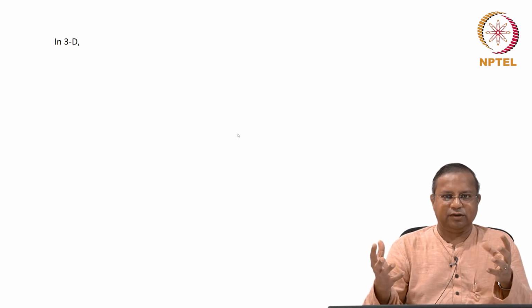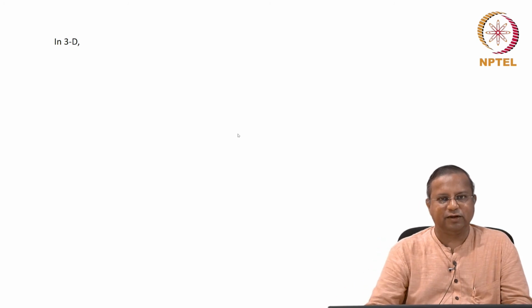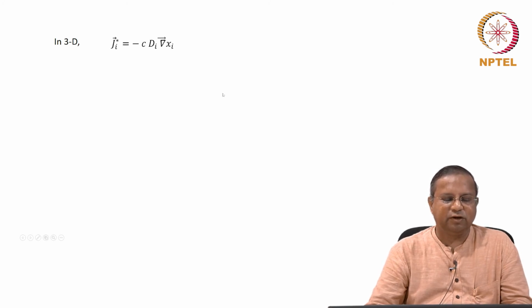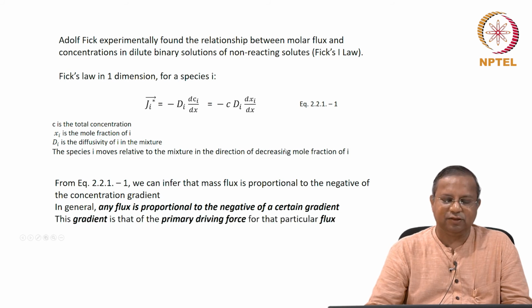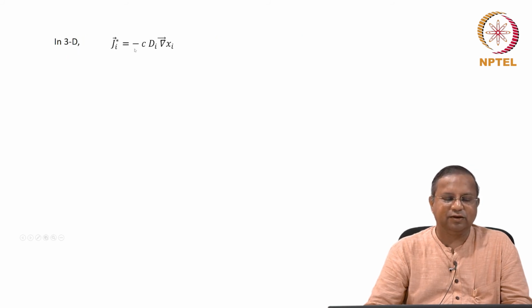In 3 dimensions, this is only one dimension. We are looking at general formulations in this course. 3 dimensions is as practical and as general as we can get for our situations. You could replace the derivative here, d/dx, with a del, so that J_I* equals minus C D_I del x_I, because it gives you the gradient in 3 directions.